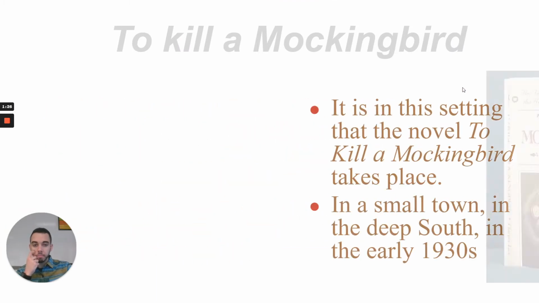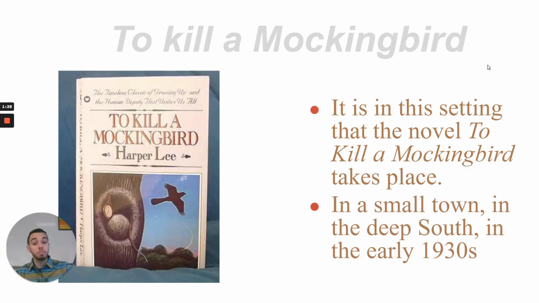So let's start out with a little preview, if you will. To Kill a Mockingbird. It is in this setting that the novel takes place. It happens in a small town in the deep South in the early 1930s, as we said. The name of the town is Maycomb, Alabama. As we said, it happens during the 1930s, in the middle of the Great Depression. People are very poor. Racism is everywhere because it's the deep South.